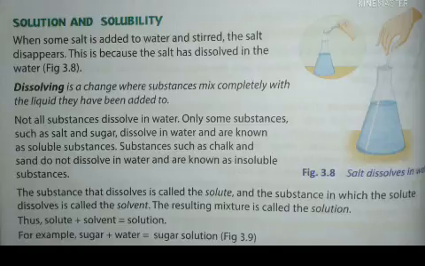The substance that dissolves is called the solute. The substance in which the solute dissolves is called the solvent. The total mixture is called a solution. So the solution is the solute and the solvent together. For example, sugar plus water will be sugar solution.